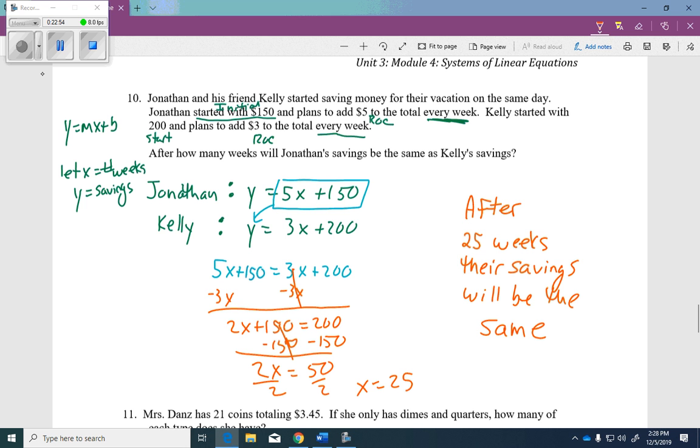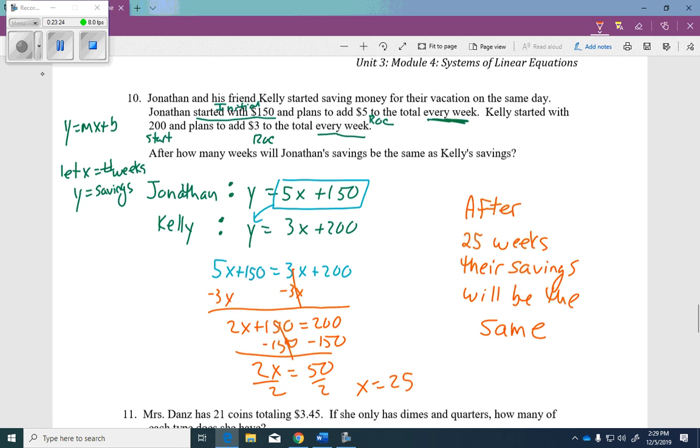So these kinds of equations with rate of change, almost always one starts off lower, but the rate of change is greater. Therefore, they catch up and they're equal at some point, and then they pass each other. So just keep that in mind, because we could always answer questions about who'll have more money after 30 weeks. And without plugging anything in, I know Jonathan will, because Jonathan caught up and passed Kelly.